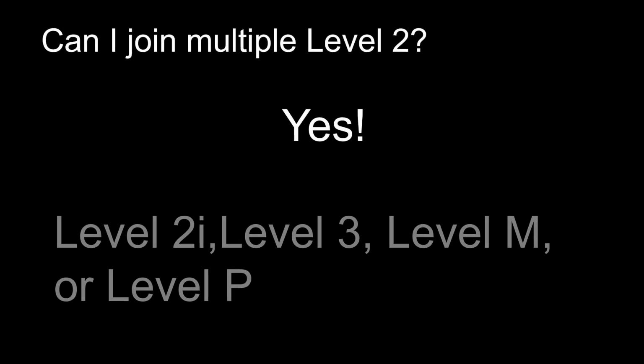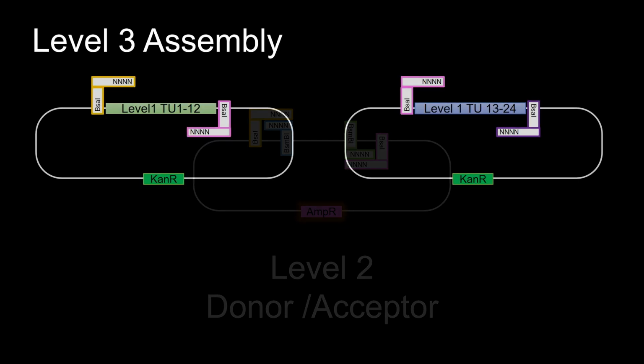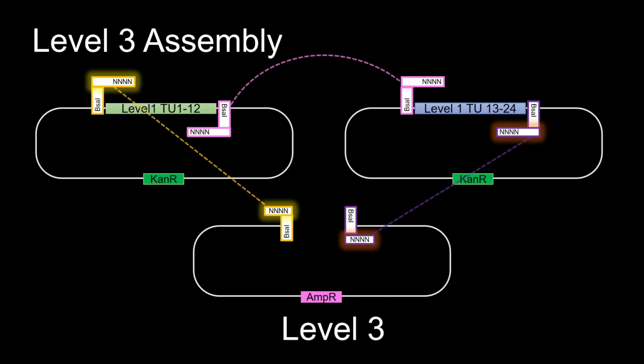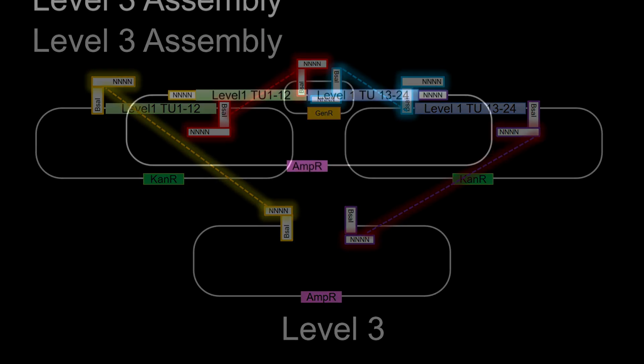MoClo modularity does not end at level 2. The same logic extends to accommodate massive large-scale projects. By creating a donor and acceptor configuration for the level 2 vector, the system becomes cyclical. As with previous stages, the assembly is achieved through either compatible overhangs for fixed sequences or specialized linkers for modular flexibility. In my next video we will explore whether overhangs can be reused and how to select the most efficient overhang sequences to maximize assembly yield.